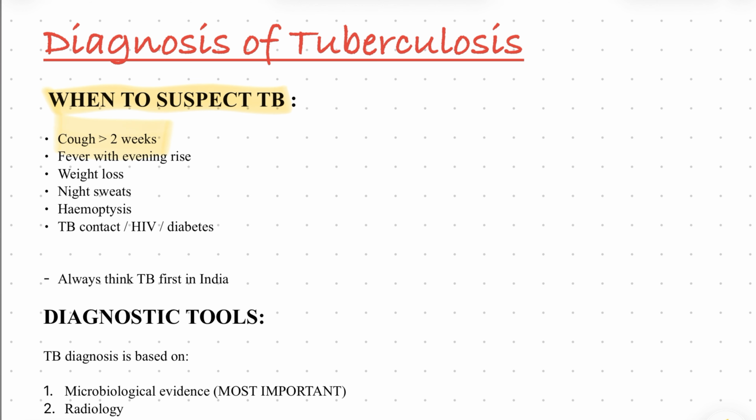TB, cough more than 2 weeks, right? I'm discussing from the first video. Cough will be more than 2 weeks. Fever with evening rise, I even explained this. Weight loss, night sweats, hemoptysis, TB contact or HIV.